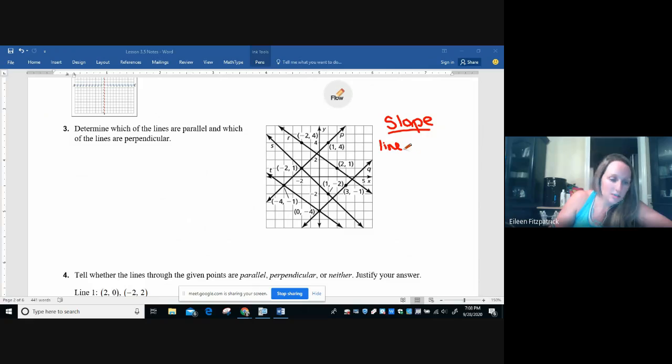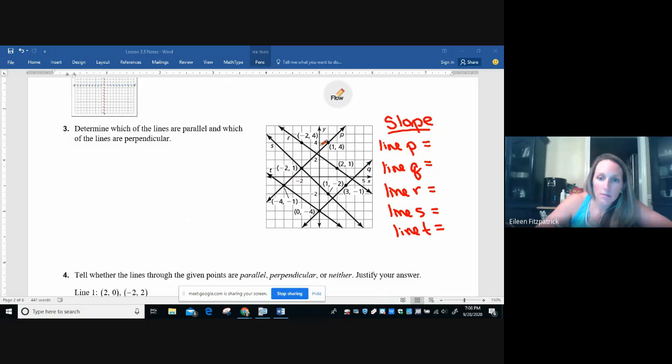So over to the side, I'm going to write slope of line P, line Q, line R, line S, and line T. All right, so to find the slope of each line, we can count, we could plug into the slope formula. It's kind of up to you. So here's line P. Pick 2 points on the line, any 2 points. I'm going to look at this one and then this one and count, rise over run. I'm going up 1, 2, 3 units, and to the right 1, 2, 3 units. So it would be 3/3, which is a positive 1.